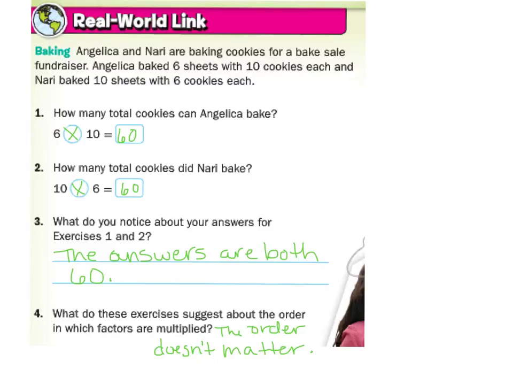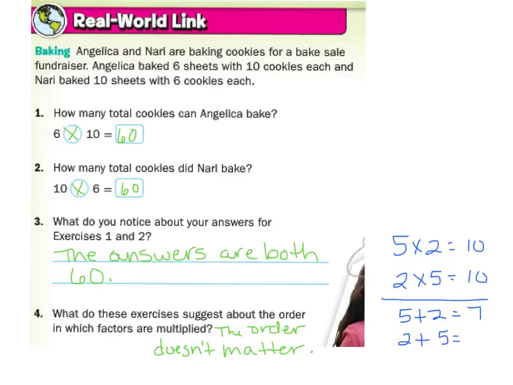And we've talked about this in class many times, that we can do 5 times 2 and get 10, same as if we took 2 times 5, that still equals 10. And the same is true for addition. If I said 5 plus 2 is 7, we can also say that 2 plus 5 equals 7. These truths are not true, though, for subtraction and division.